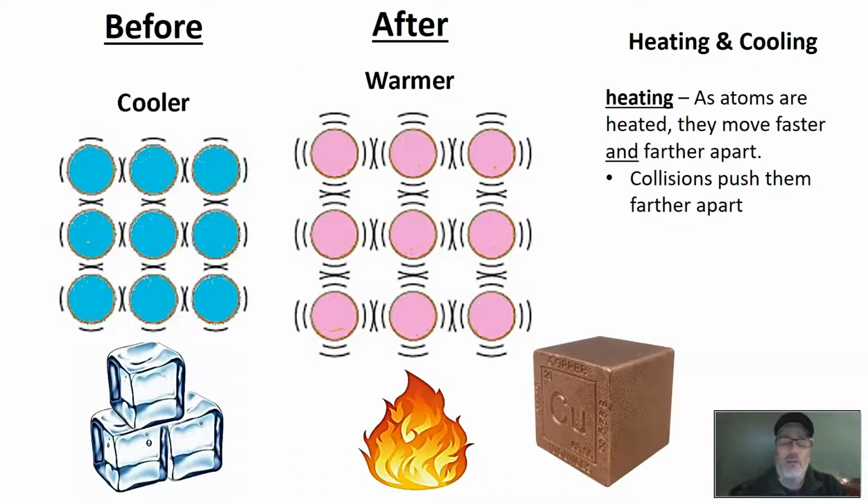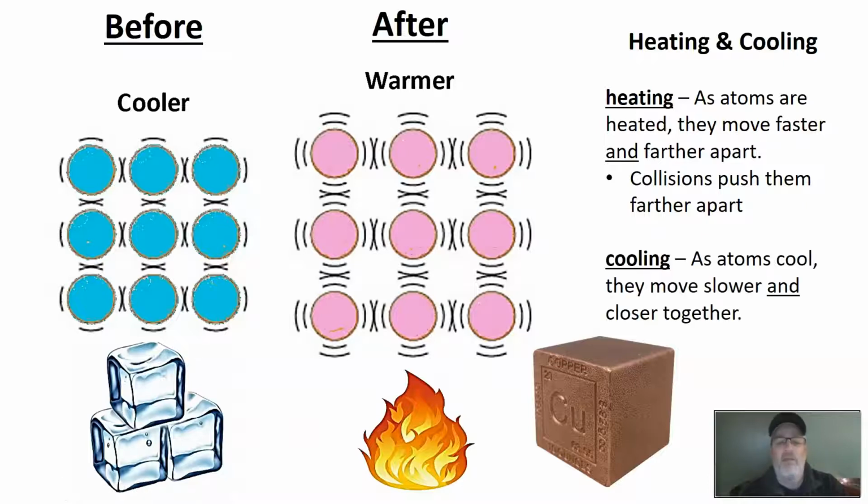So when we look at thermal energy, it's very natural for us to talk about heating and cooling things. So if I were to take a copper cube and I were to cool it, so if I were to in some way lower the temperature, whenever I cool something, I'm going to find that the atoms are going to move less. They're going to move slower. And as a result, they're not going to collide as much. So they're going to be able to move closer together.